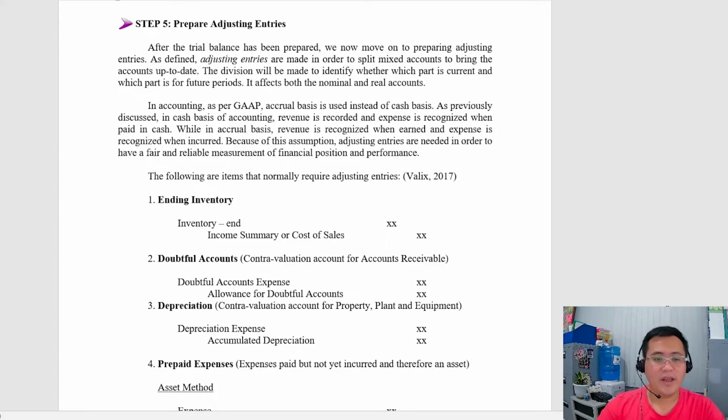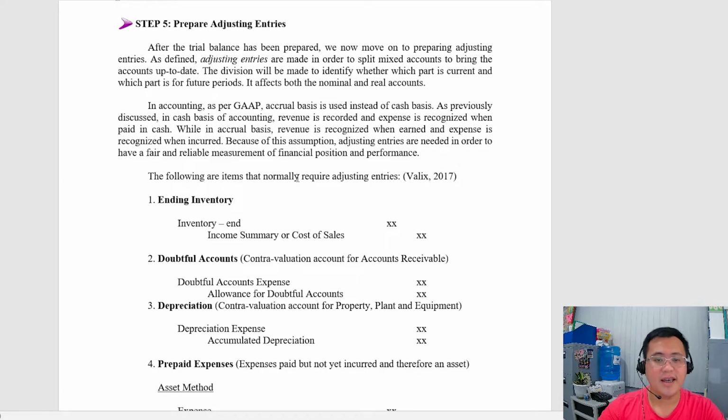Today, we are going to discuss steps 5 and 6 of the accounting cycle, which is to prepare adjusting entries and prepare the adjusted trial balance. To start with, let us have step number 5, which is preparing adjusting entries. After the trial balance has been prepared, we now move on to preparing adjusting entries.